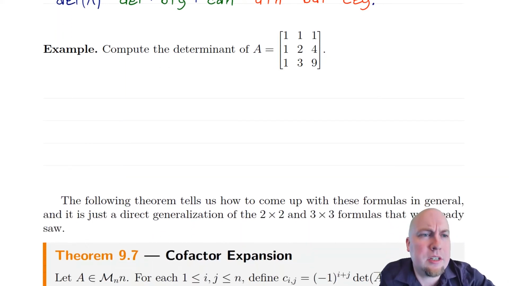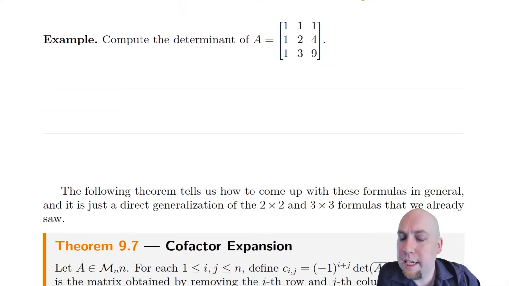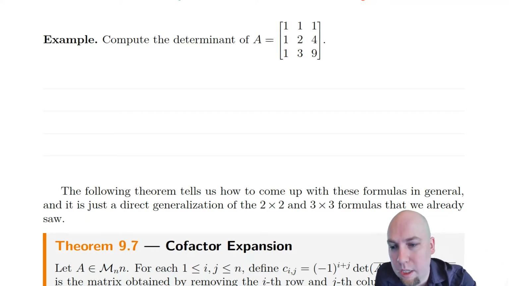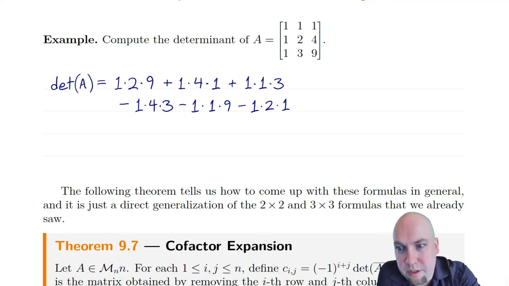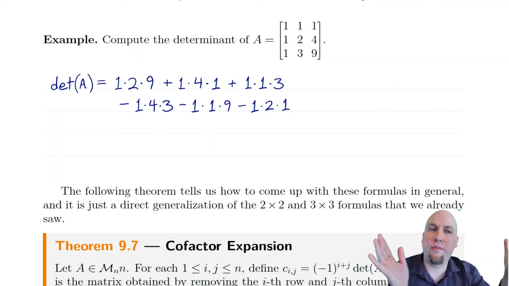All right, so let's go through an example here. Let's do the determinant of this matrix 1, 1, 1, 1, 2, 4, 1, 3, 9 using this explicit formula now. All right, so just use your explicit formula. Okay, forward diagonals are 1, 2, 9, so I'm multiplying those together. And then 1, 4 loops around to 1. Okay, so 1, 4, 1. And then 1 loops around to 1, 3. Okay, so 1 times 3. Those are my 3 forward diagonals.